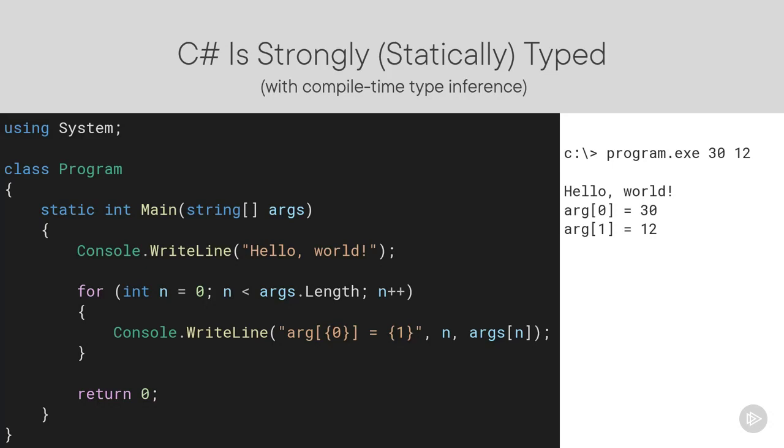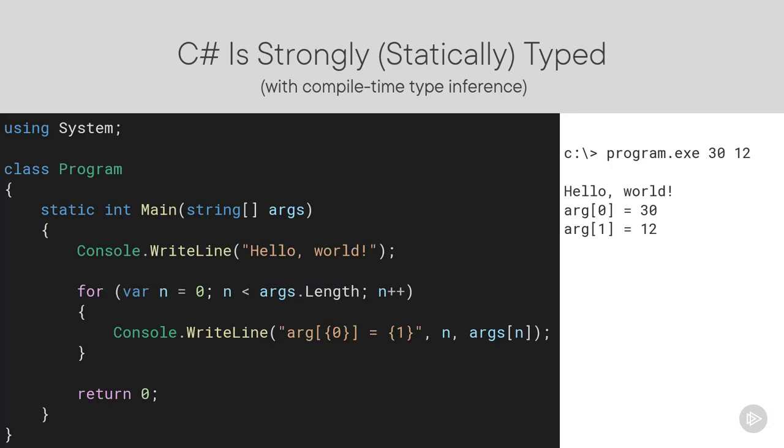That said, the C# compiler is very often able to infer the type of a variable or parameter by analyzing the context of its usage. In this case, the type of variable n can be unambiguously inferred to be the same as the type of the length property of the args parameter, which in this case is an int.